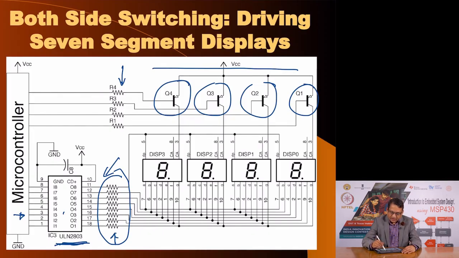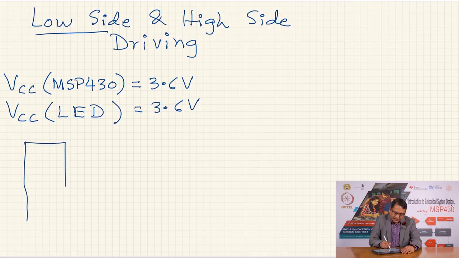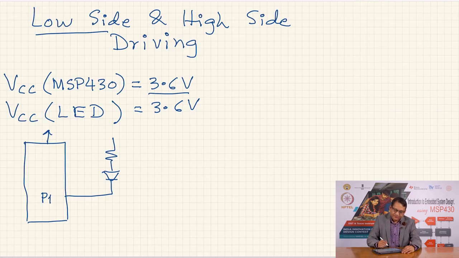Now, I want to go back and review some of the concepts that we discussed for low side and high side driving. I am going to take the low side part first. We have a microcontroller and we are going to control the low side part of this circuit, which means we have our LED and resistor combination connected to the output of a port, let us say P1. Let us say this is an MSP430 microcontroller with a supply voltage of 3.6 volts. We also have the supply voltage of the LED at 3.6, and this would be a low side driver.